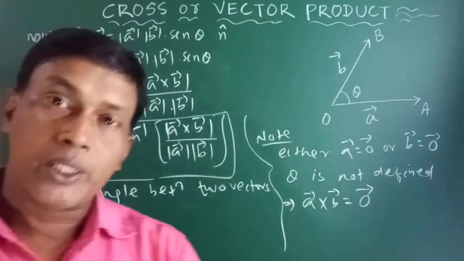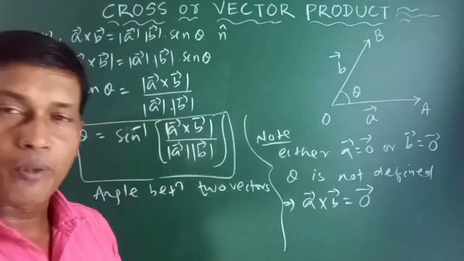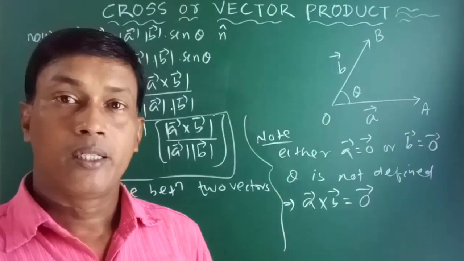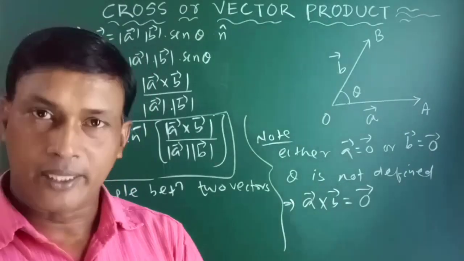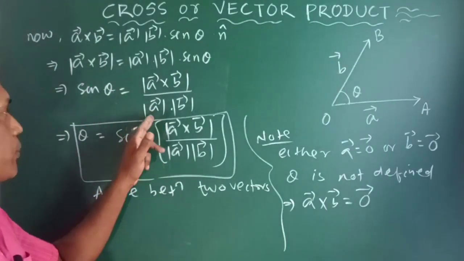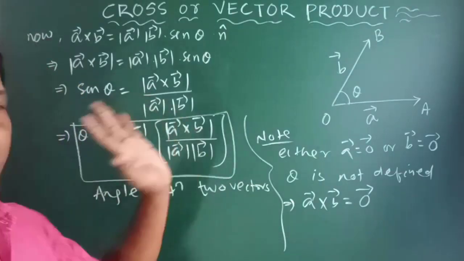But if the question is to find the sine of the angle between two vectors, where A vector and B vector are given, meaning find sin theta, then the value of sin theta is magnitude of A cross B by magnitude of A into magnitude of B. But the angle is this.